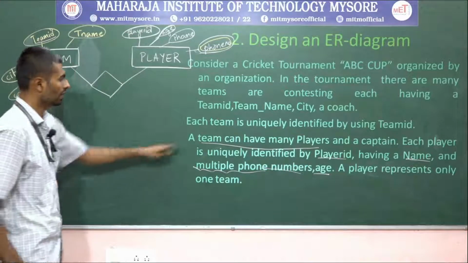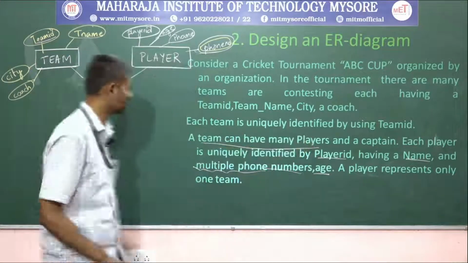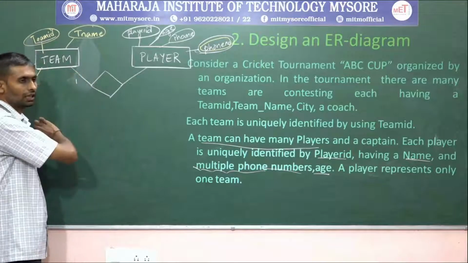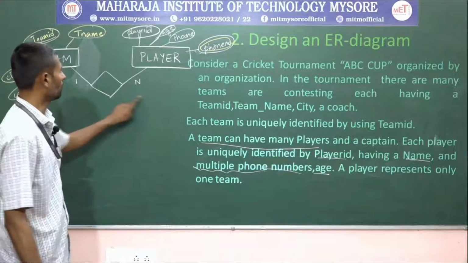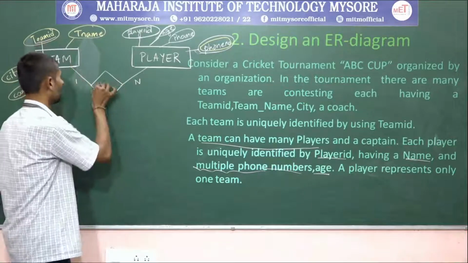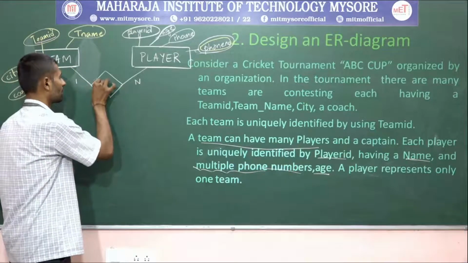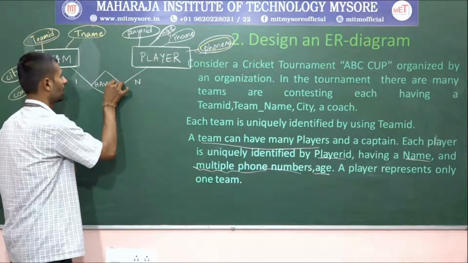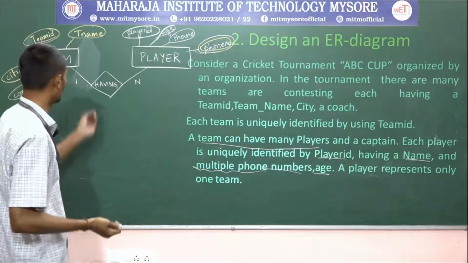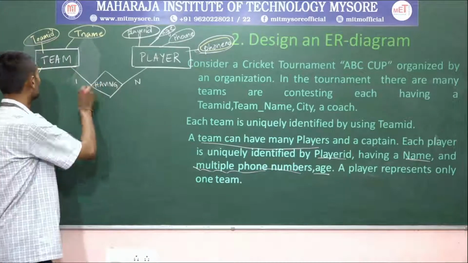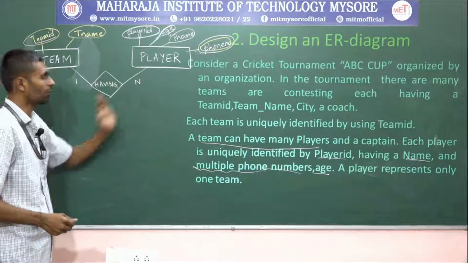What is that, guys? A team can have many players. A team, that means one team, can have what? Many. Many players means N, I can write 1 to many. Team having players. Let me call it by the name having. Team having players, or team contains players. Whatever you want, you can write your own name, with the right verb. So one team can have many players.